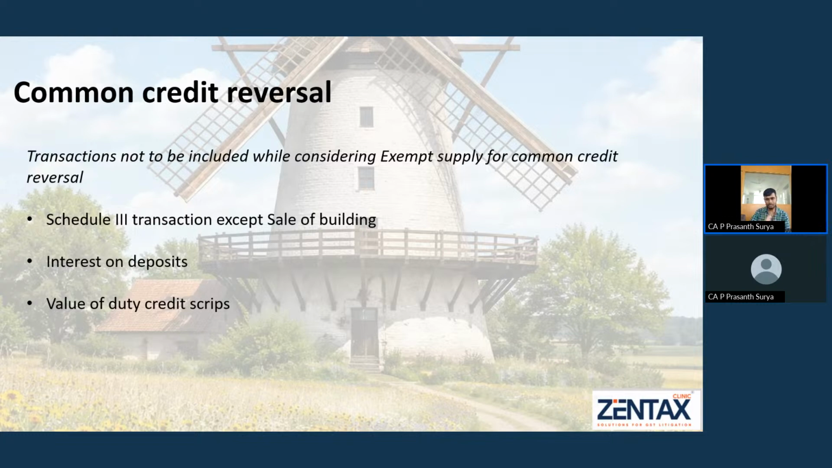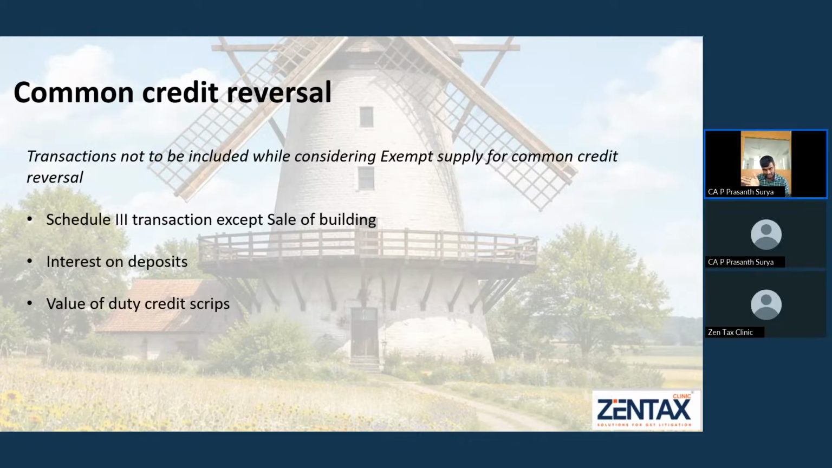The next most important and most common thing is interest on deposit. Of course, every proprietorship concern which has a GST registration has an FD in their name or a savings bank account, and they will be getting interest. That interest is not GST chargeable because it is specifically exempt by the exemption notification given under GST. That should not be included in the exempt supply turnover.